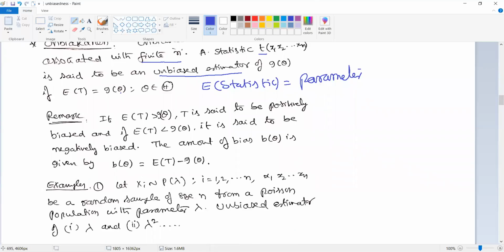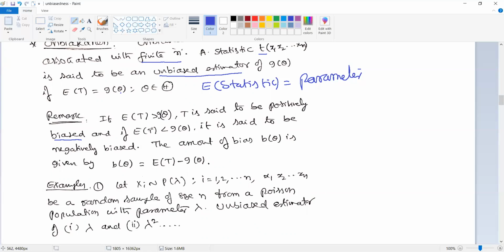G of theta is a function of theta, such as theta square, theta cube, 1 by theta, root theta, sin theta. Remark: the mathematical expectation is called the average. To test unbiasedness, use mathematical expectation techniques. If the mathematical expectation of the statistic T is greater than the function of the parameter g of theta, T is said to be positively biased.